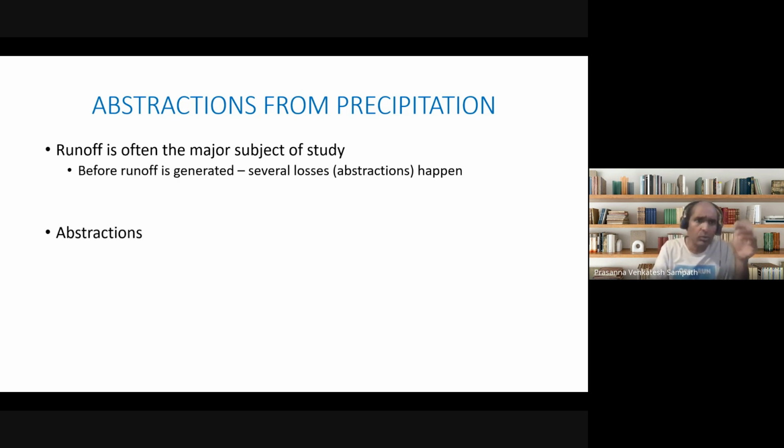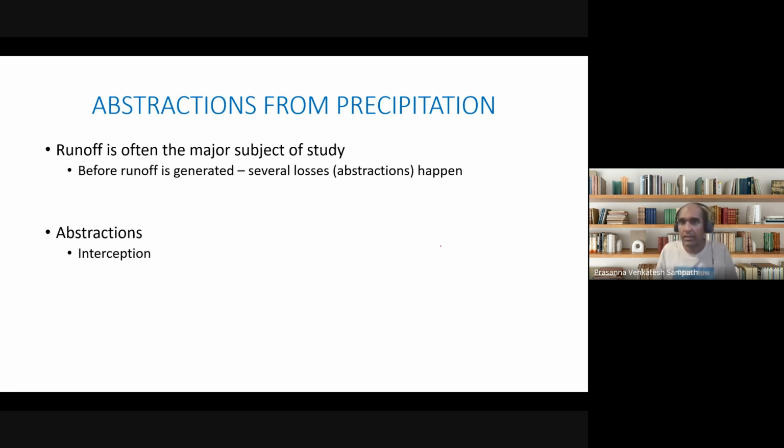So let's just go through the list of different abstractions that take place before runoff is generated. Okay, so you have to keep this in mind. All of this is happening before runoff. Okay, number one, interception. You've already heard what this phrase interception means.